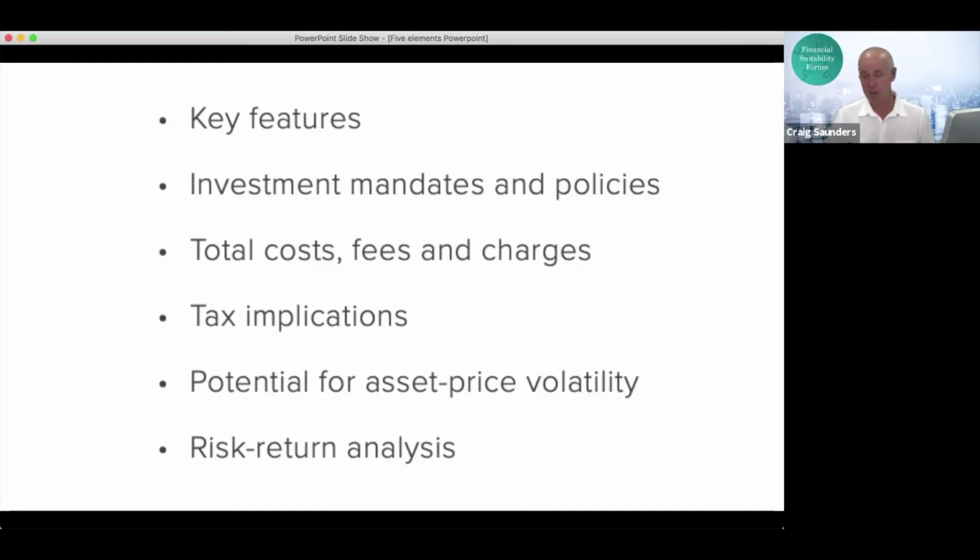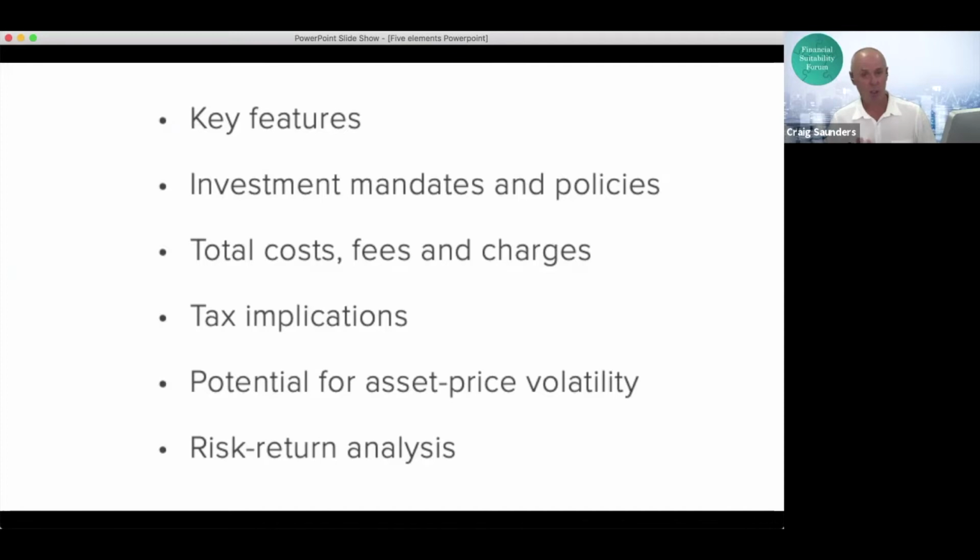You have to know the key. I've got the list up on the screen now. You need to know the key features of the product, and that's probably where things have stopped before. But what are their mandates for investment? What are their policies? What will they do? What won't they do? How are they short, long, or just long? What are their total costs, fees, and charges? As I said, that's a recurring theme that pops up in every one of these elements. What's it costing? What's it costing?